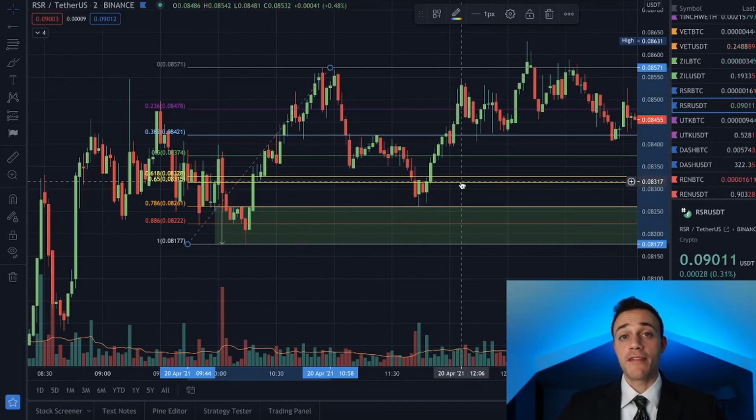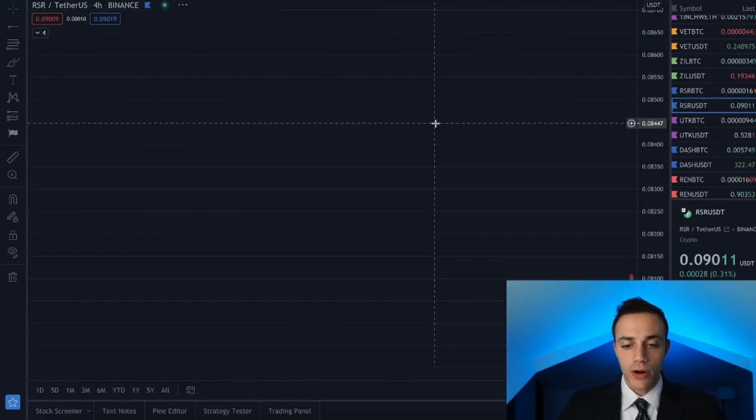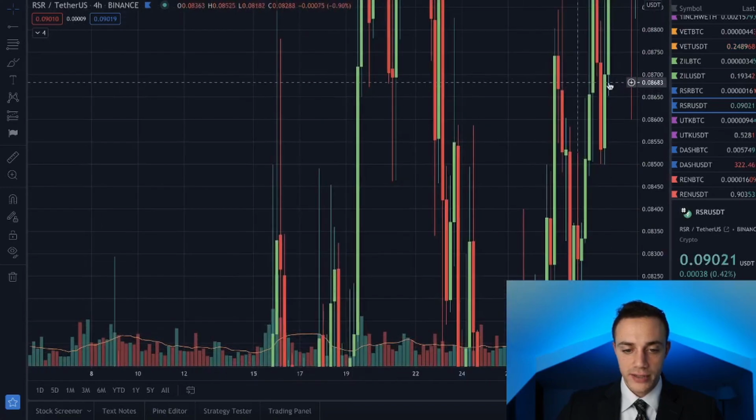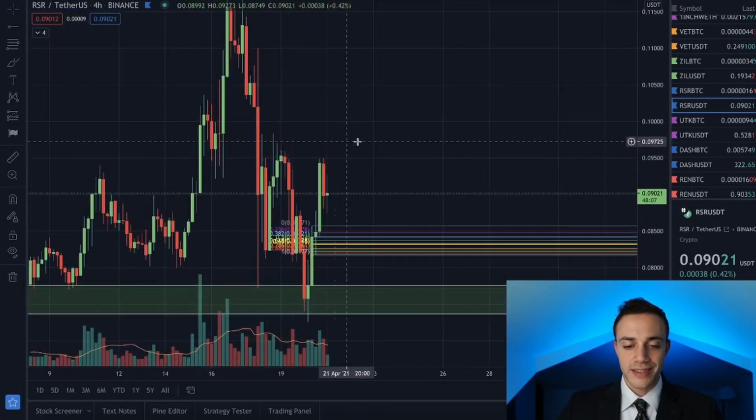So now that we have a few examples of finding price retracement levels, let's go over how to use the fib to find profit targets on the chart. So I'm going to go ahead and move it back up to a 4-hour, and then we'll use RSR again. RSR is a great example to use. We can see how it plays out time and time again by using the Fibonacci extension tool.